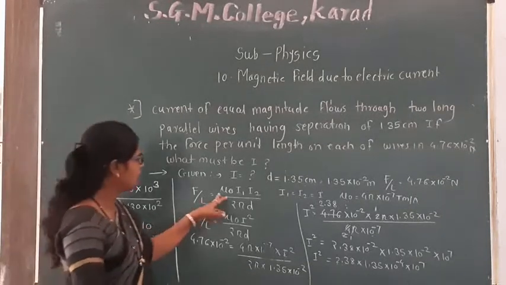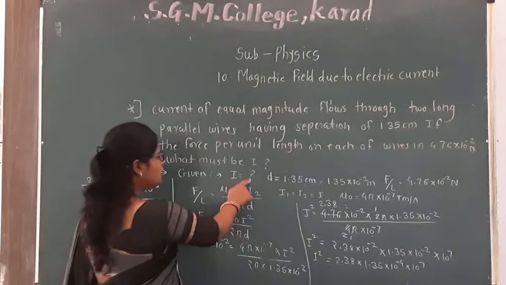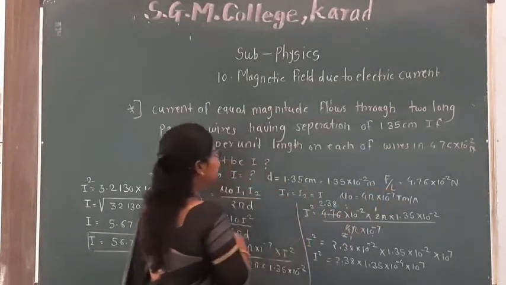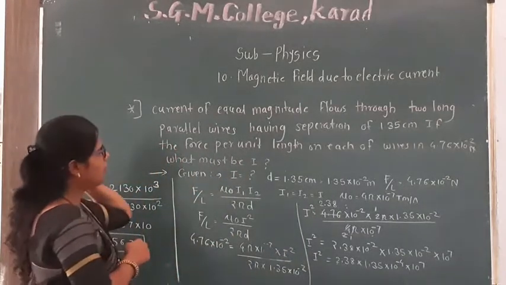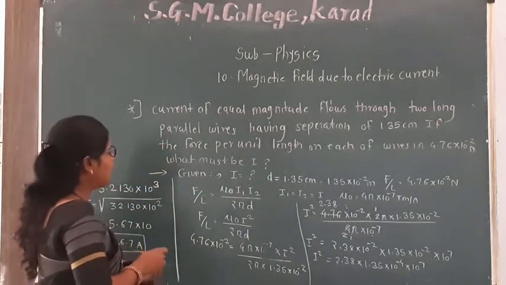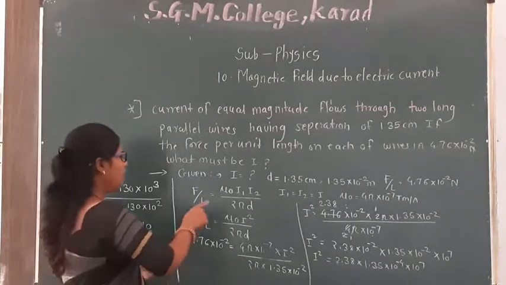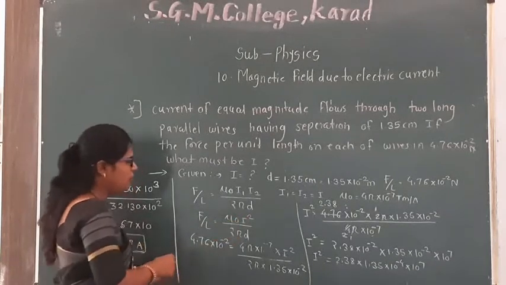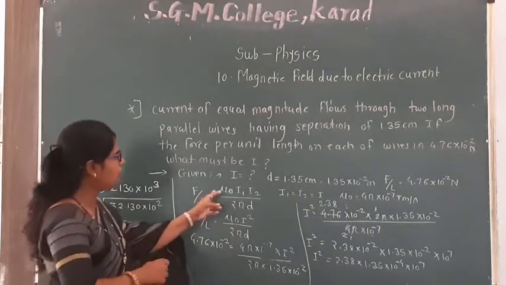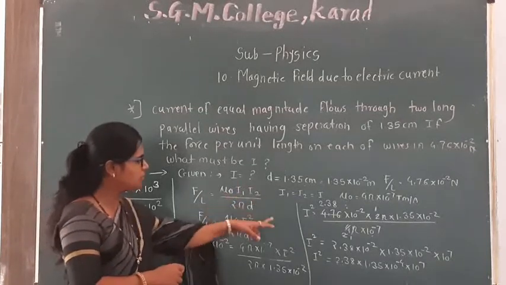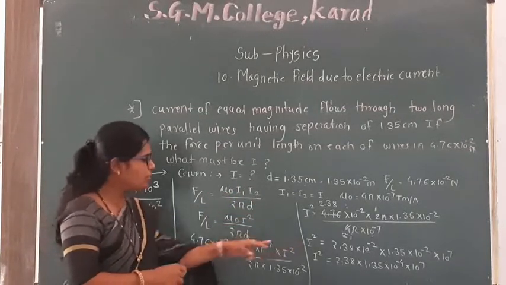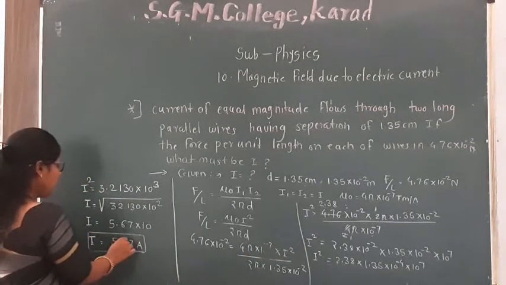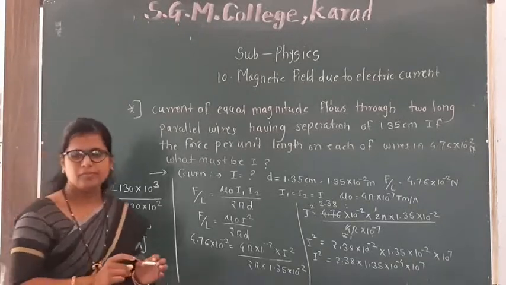See here once again, we have to calculate I's value. D is given, F upon L is also given. I1 is equal to I2, because currents of equal magnitude are flowing in the two long parallel wires. By substituting I1 equal to I2, we get I square is equal to this. We have to calculate the I square value by substituting all these values in this equation. Last, the value of current is equal to 56.7 ampere.